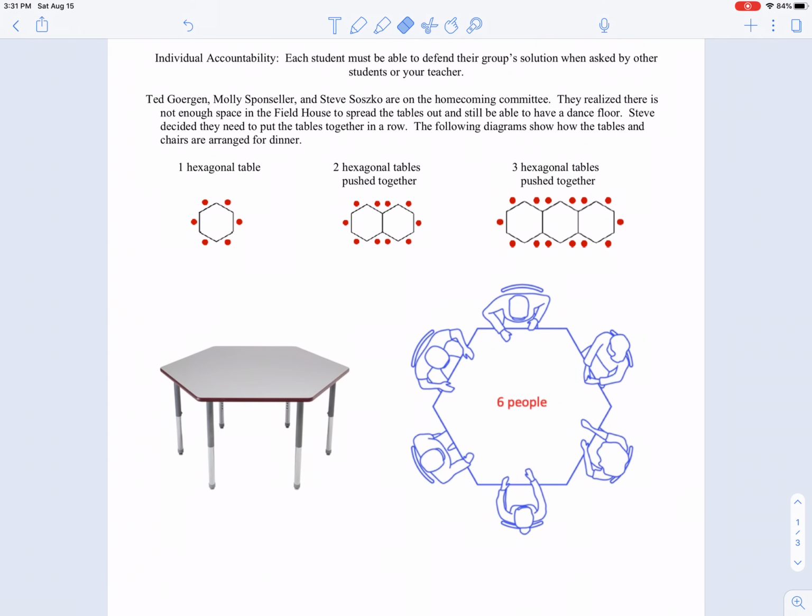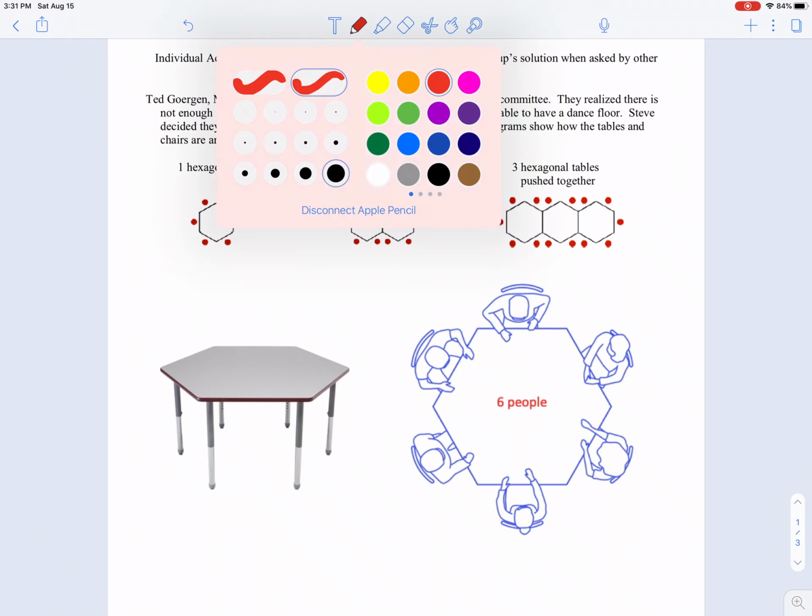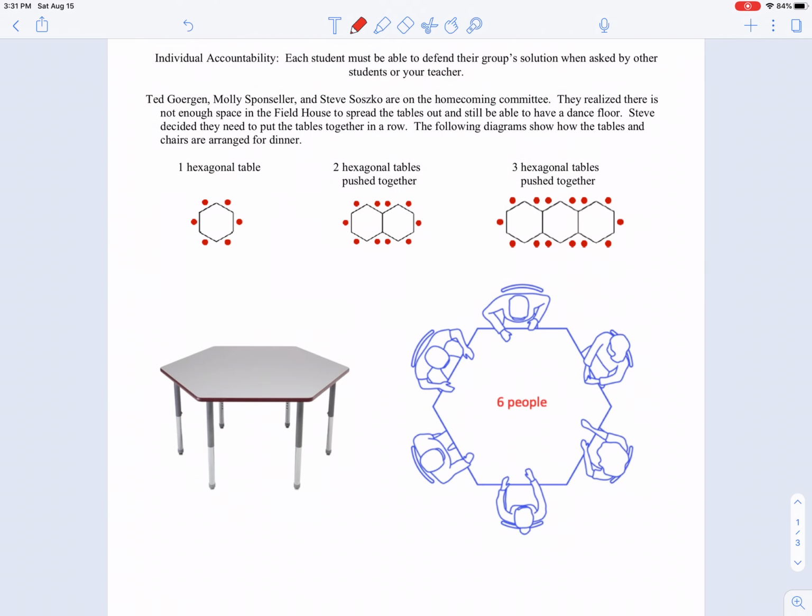So for this task, we're going to use hexagonal tables. And as you can see, there are 6 people to a table. And in the diagram, we just represent them with red dots. But here's 1, 2, 3, 4, 5, and 6. And if they were sitting at that hexagonal table, this is where each of them would be. So obviously there's 6 people who can sit together at one table.